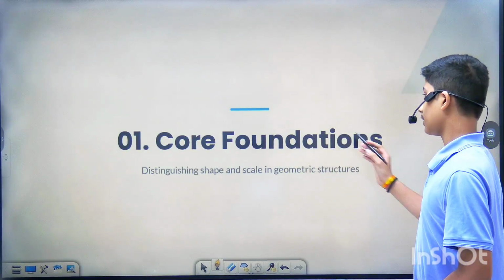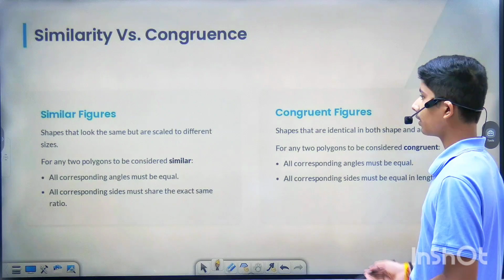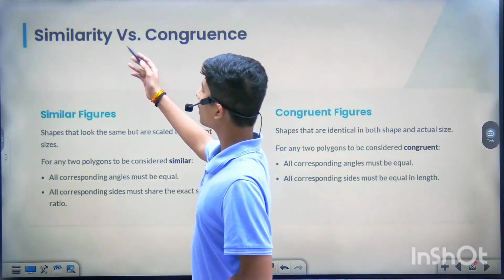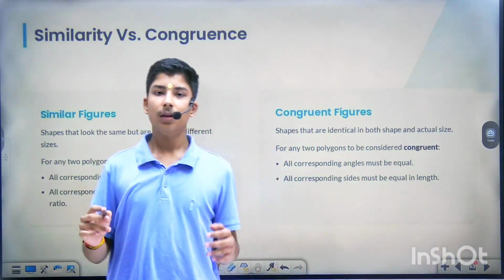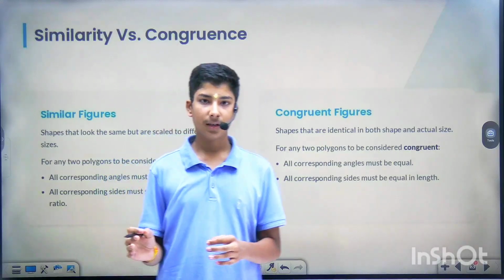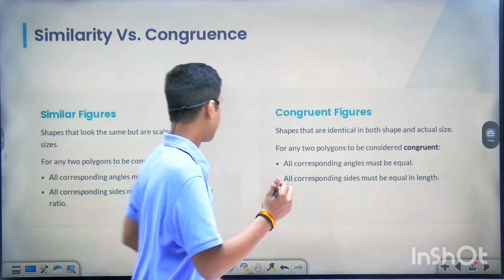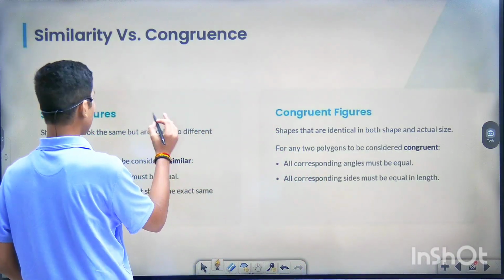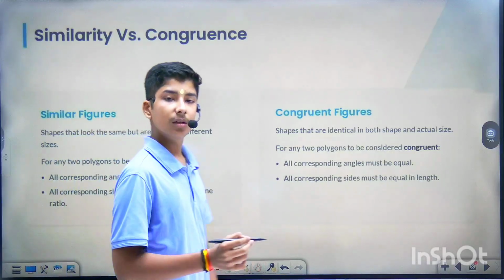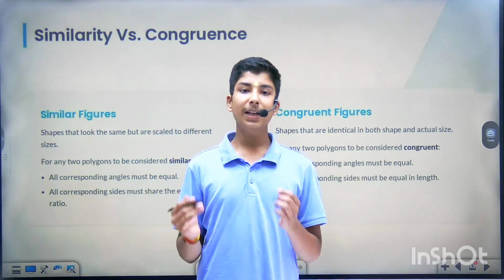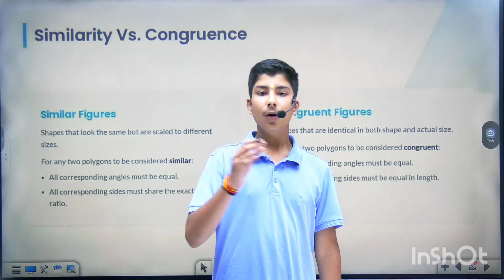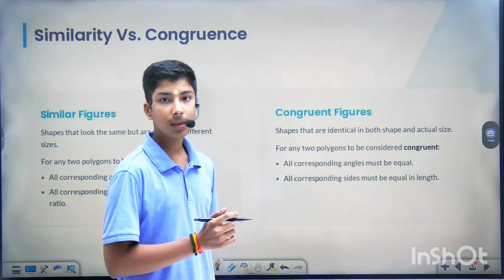Here, first one is core foundations. See, similarity versus congruence. What is the difference between two triangles which are similar and two triangles which are congruent? Not only triangles, but any figure can be congruent, or you can say it can be similar.